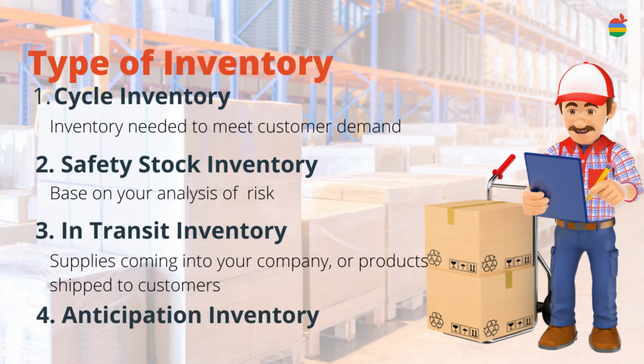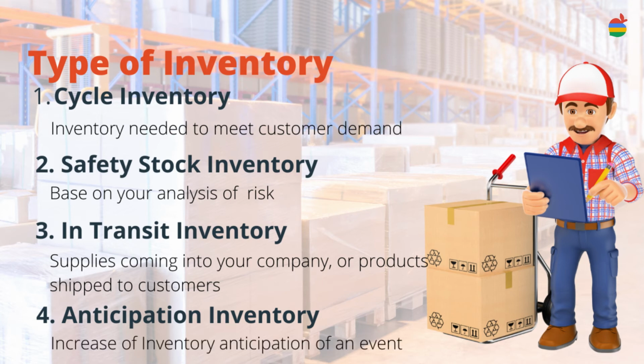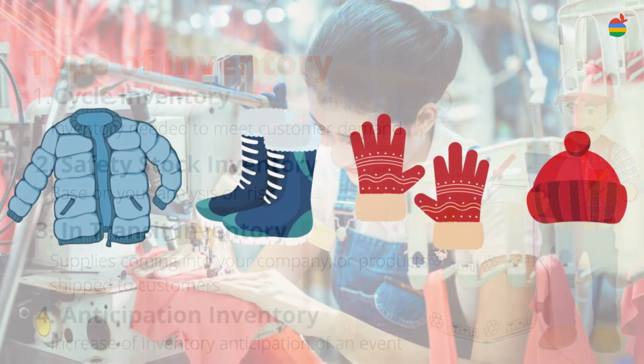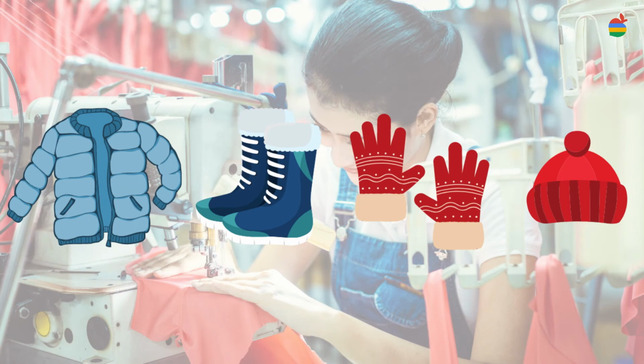The last type of inventory is anticipation inventory. Coordinating with your marketing department, you often will increase inventory before a big sales campaign. Or perhaps you make seasonal products like ski apparel. You make the inventory in advance of the winter season in anticipation of increased sales. Timing of the production cycle is very important here.